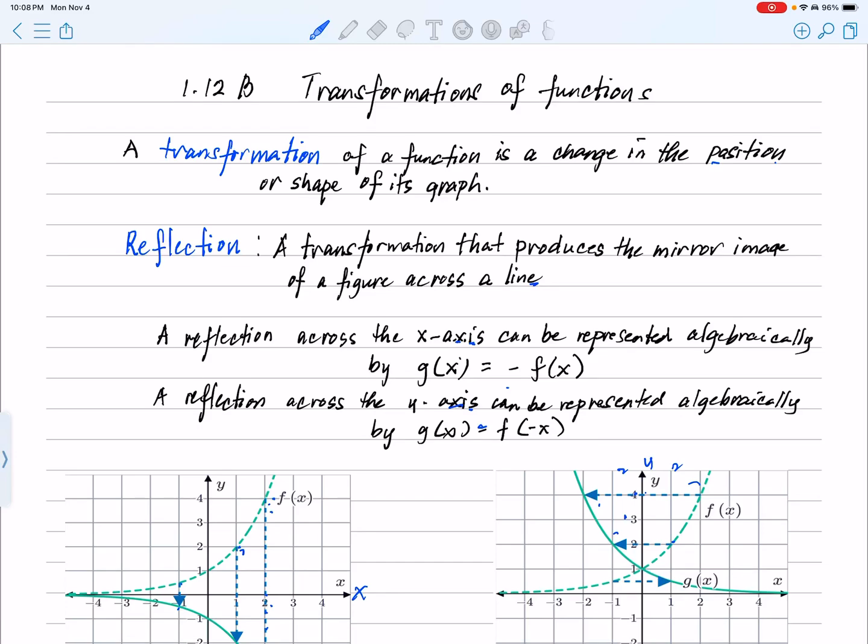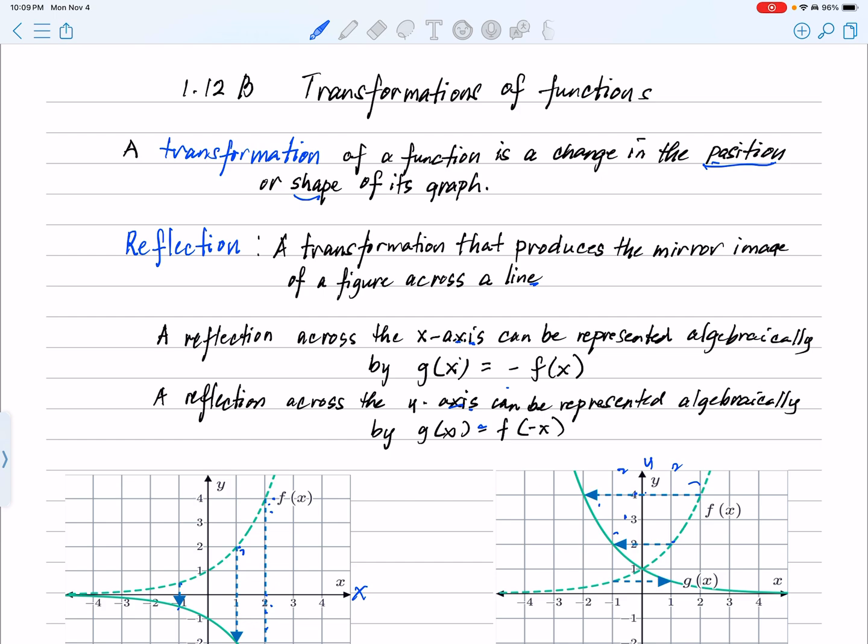Today we're going to do 1.12b, a transformation of functions. A transformation of a function is a change in the position or shape of its graph. So position and shape of its graph. There are several types of transformation. So we're going to start with reflection.